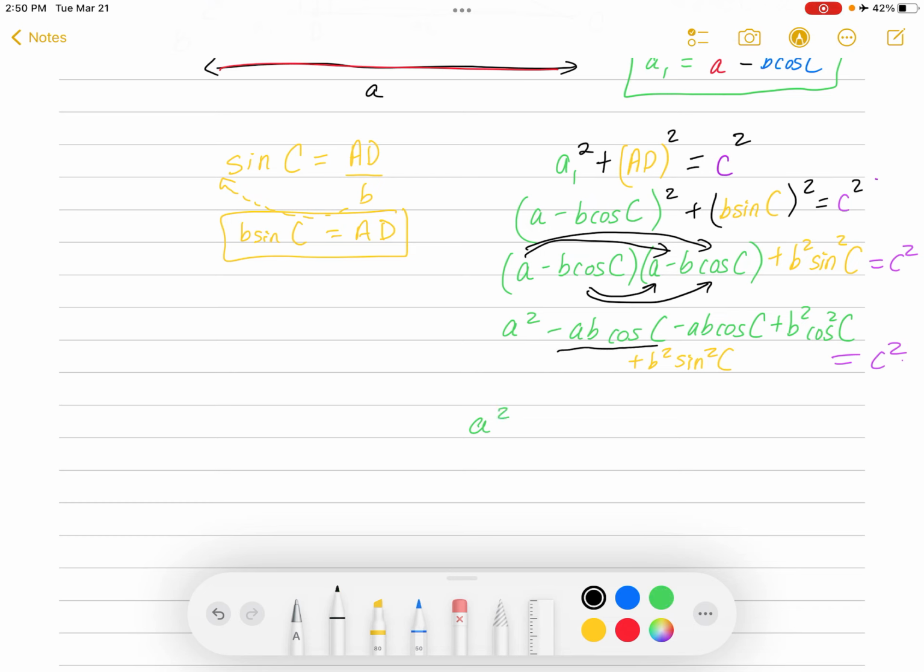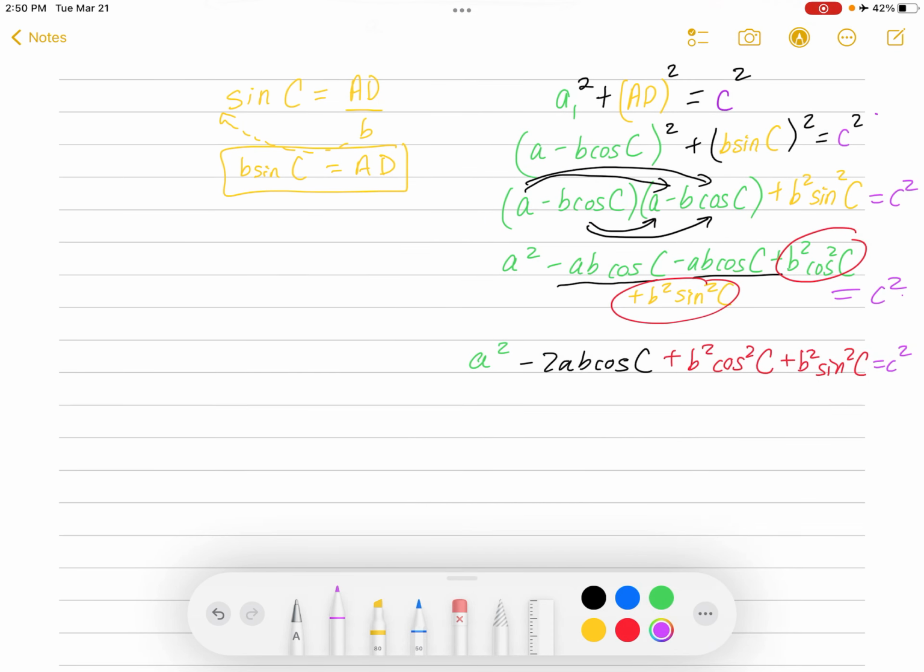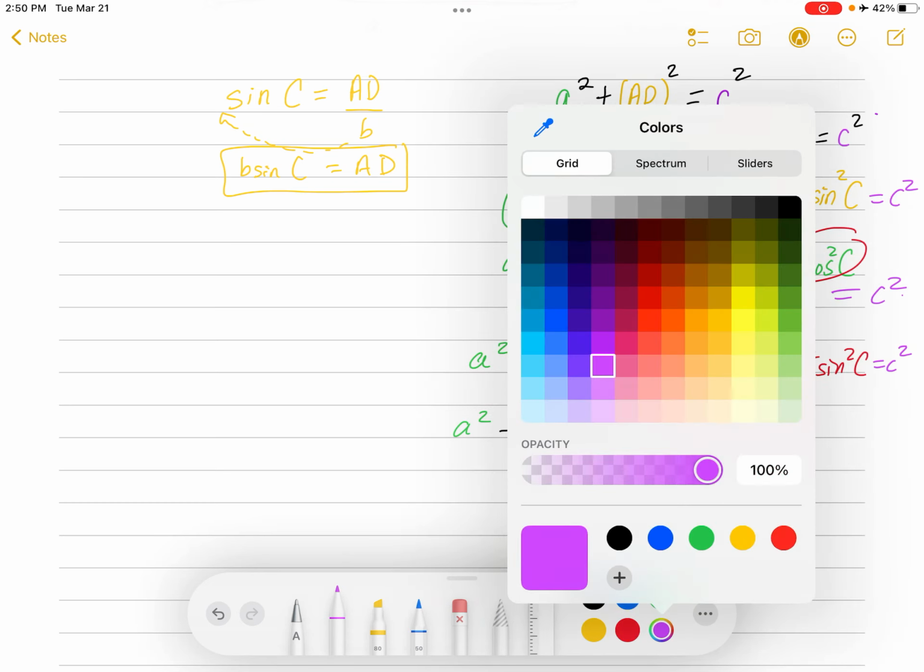So I'm going to put some stuff together. I'm going to keep a squared where it is. The minus ab cosine c and the minus ab cosine c become minus 2ab cosine of c. And then on the end, plus b squared cosine squared of c plus b squared sine squared of c equals c squared. The two terms with b squared, we can factor out a b squared, because they both have b squared in common. So I have a squared minus 2ab cosine of c, and when we factor out that b squared, we're left with cosine squared c plus sine squared c. And all that's equal to c squared.